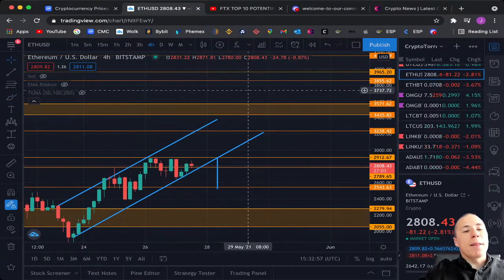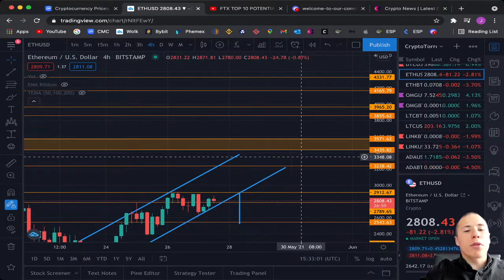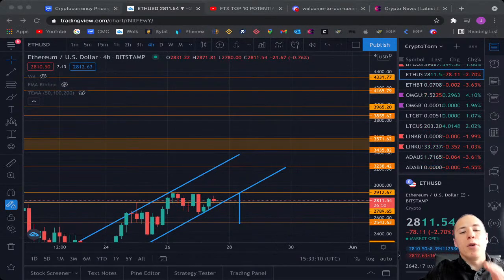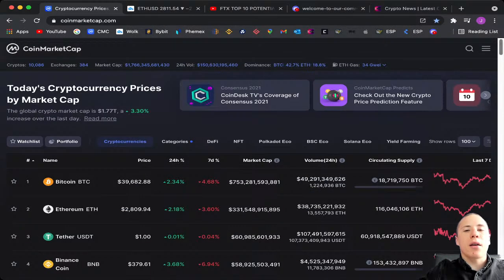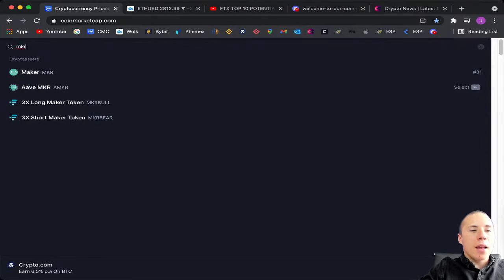And for sure, if we break above this level over here, the orange box in between the $33,435 and the $33,571, it will be an amazing move towards the upside after that. So let's take a look. You wanted to check MKR, so let's take a look at MKR for sure on CoinMarketCap and Maker.